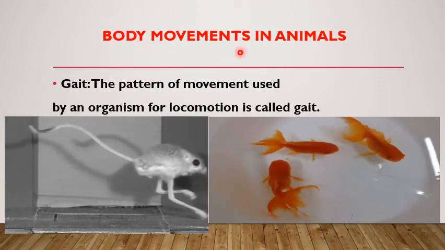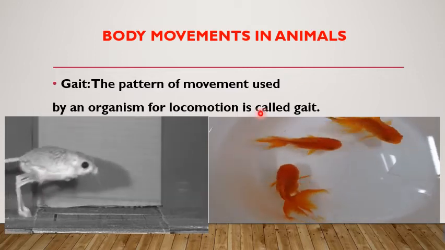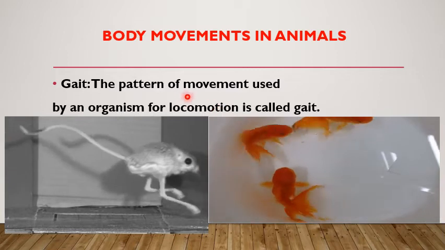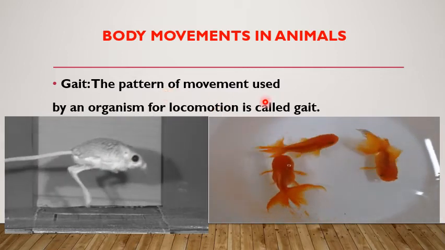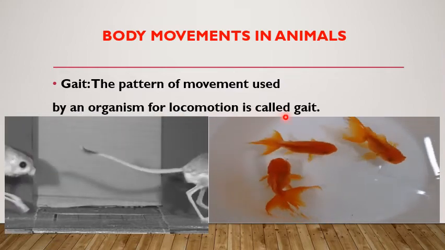Body movements in animals. Different animals move in a different way. So the pattern of the movement used by an organism for locomotion is called gait.